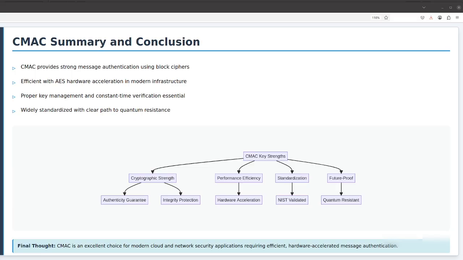Proper key management is absolutely critical. All the cryptographic strength of CMAC means nothing if keys are poorly generated, insecurely stored, or improperly distributed. Security best practices include using constant time comparison for tag verification, implementing appropriate error handling, and protecting against side-channel attacks.